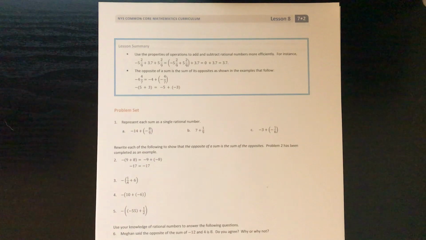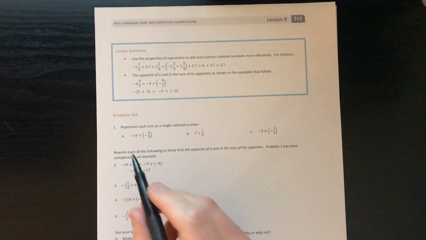So number 1 says represent each sum as a single rational number. A sum really is just a number. When you're looking at a sum, a bunch of numbers being added up, it's just another way of representing the final answer, the number that you get when you add them all up. So to express a sum as a single rational number means to just do the addition, get the final answer, the sum, and express that sum in that way, just that one number.